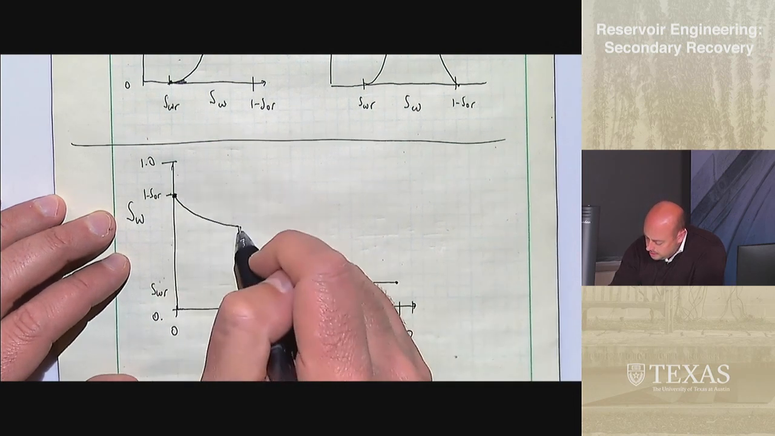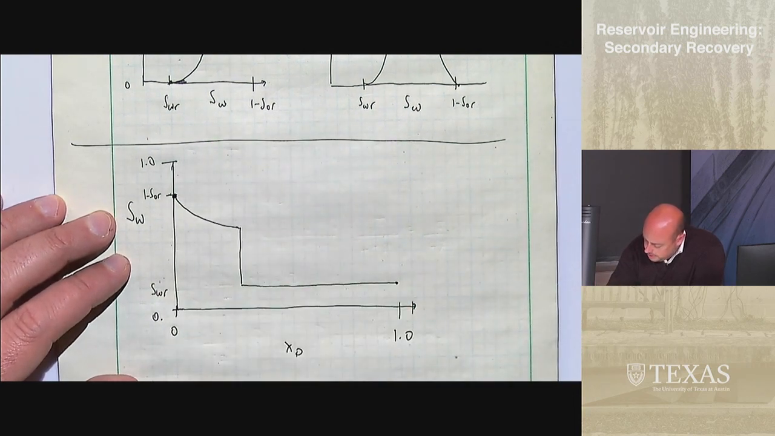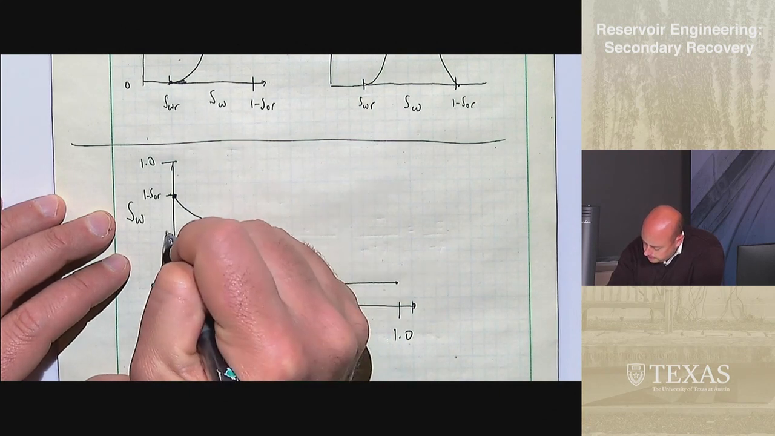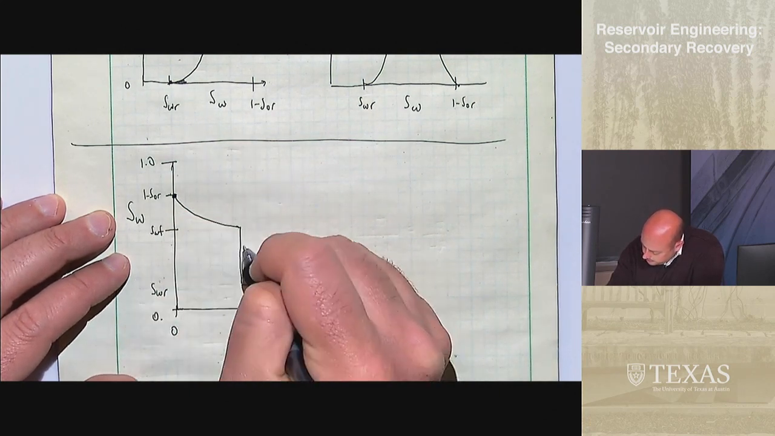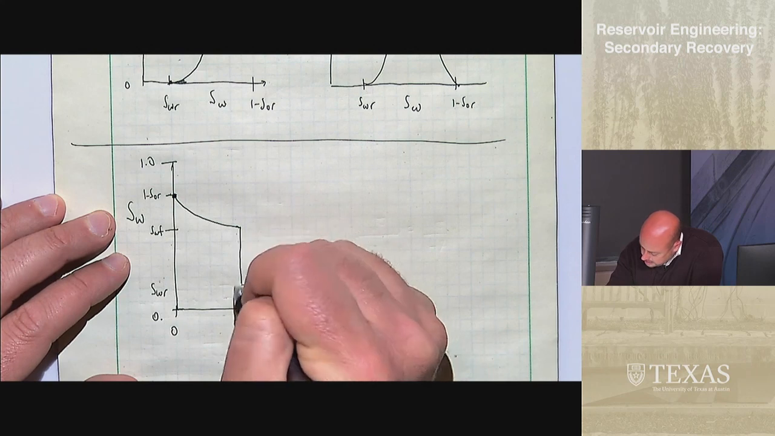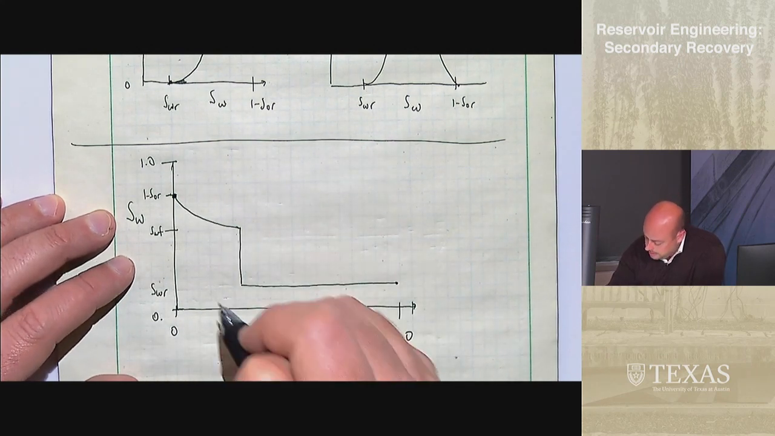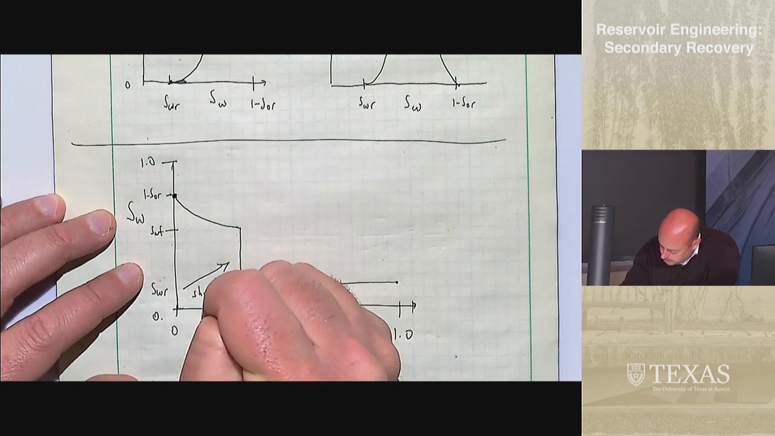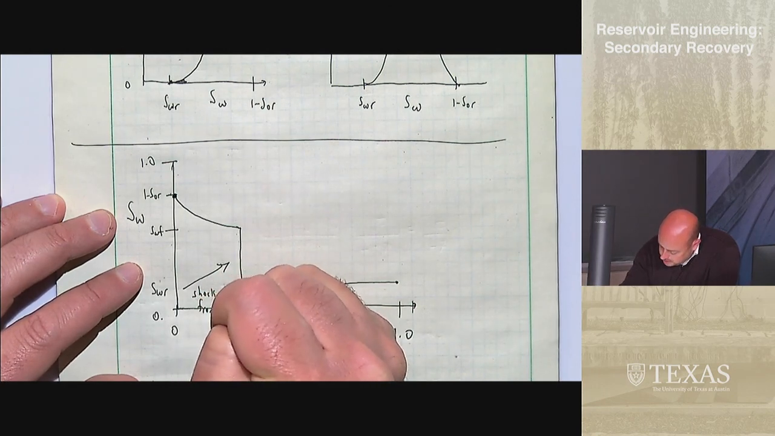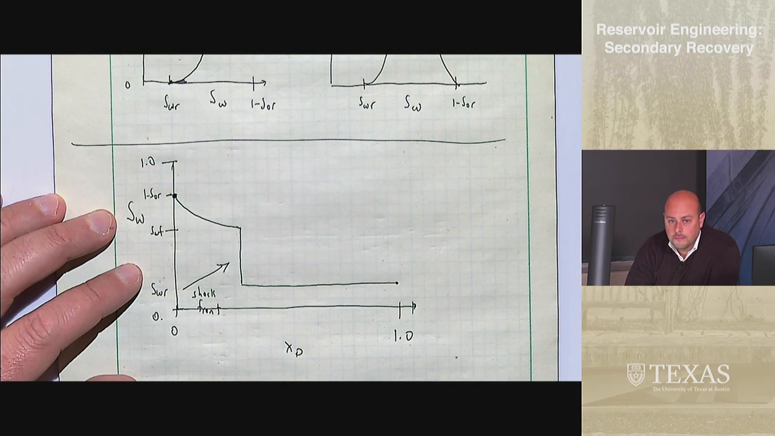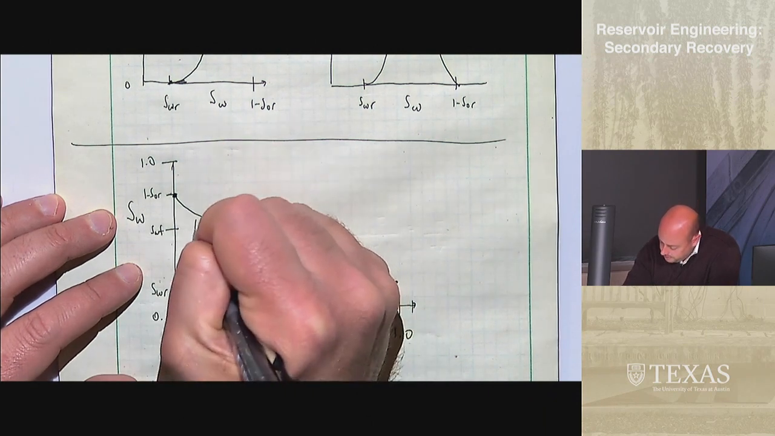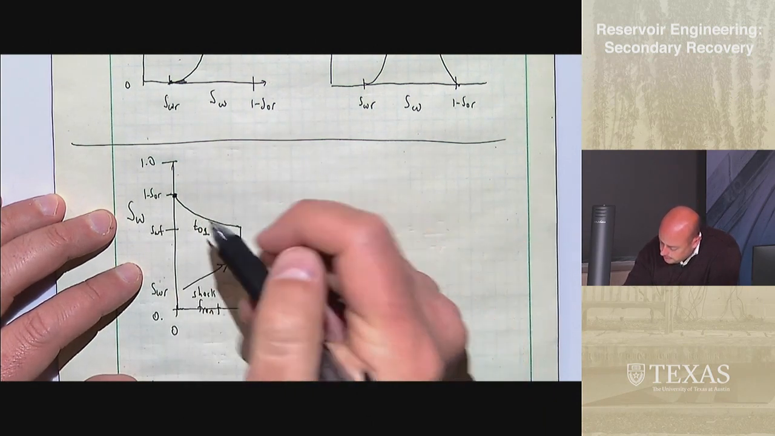It decreases, but then at some saturation, I'm going to call it Swf, and I'm going to call this position xDf, there's what's called a shock front. It's an abrupt change in saturation. And this is at one value of tD, we'll call it tD1.